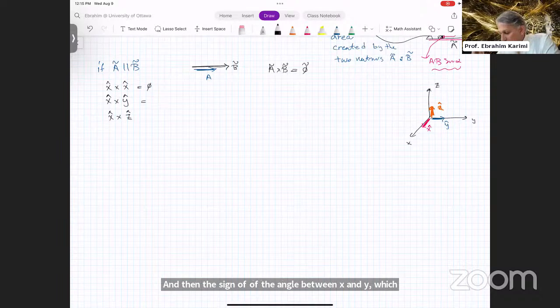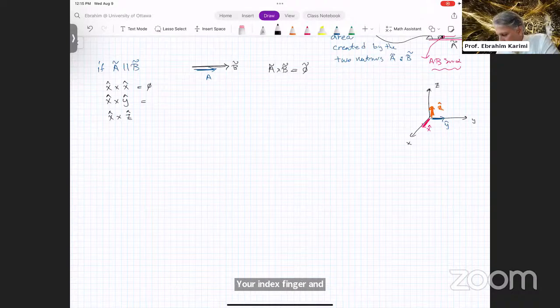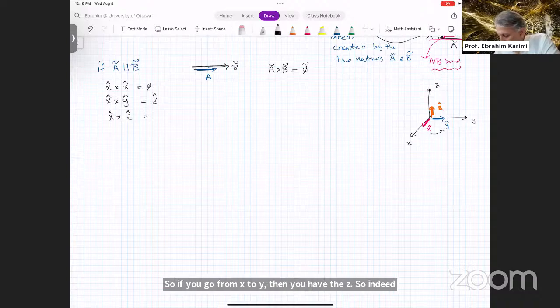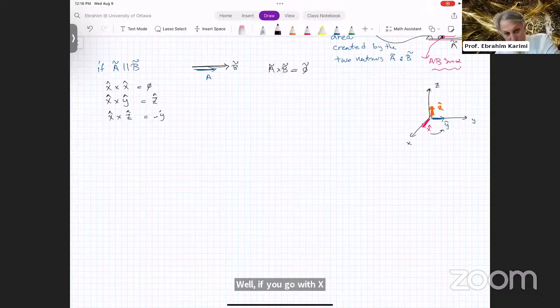So, the direction will be given from your hand. You take your right hand and move your index finger and the rest from the X direction to the Y direction, and the thumb will indicate the direction of the new vector. So if you go from X to Y, then you have the Z. So indeed, that will be the unit vector in that direction. While if you go with X multiplied by Y, you will see that that will be equal to minus Y hat.